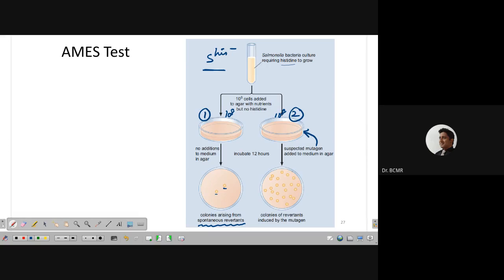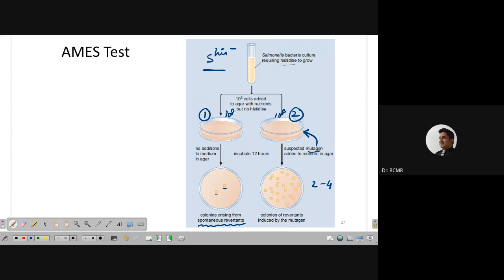Now, in plate 2, where we have added mutagen in the medium, you see more colonies. What does that say? If it were just spontaneous revertants, you would find 2 to say 4, right? But you're finding so many of them.